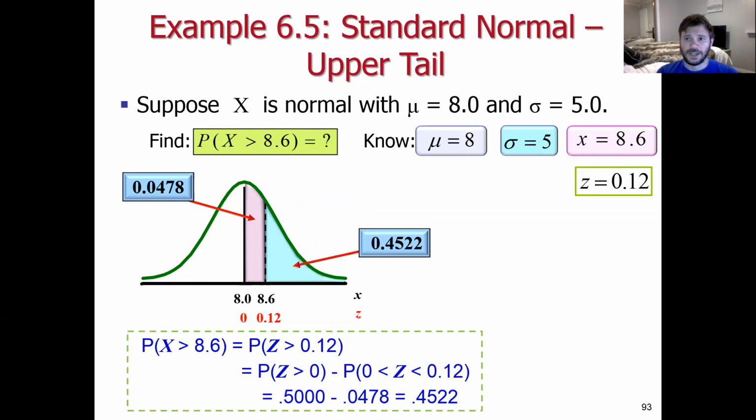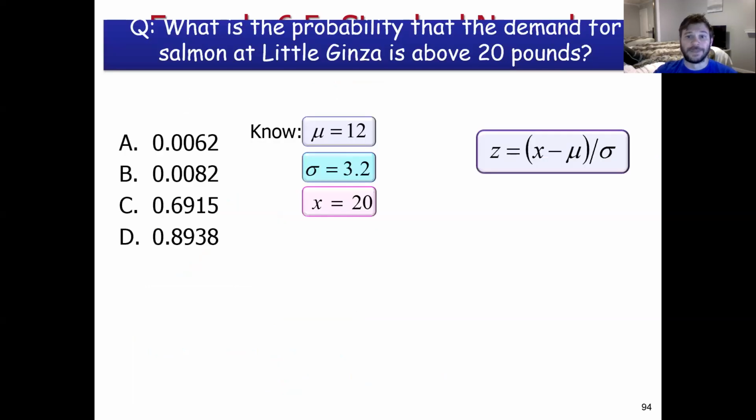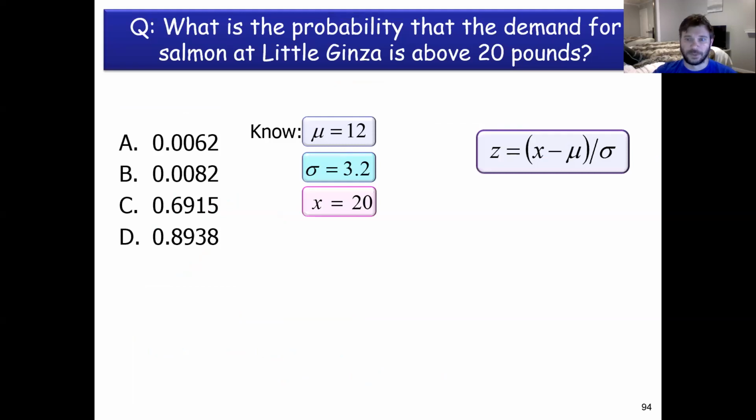Okay, so this is an upper tail example. Now, let's remember back to our Little Ginza case study. The manager was buying 20 pounds. We want to know now, what is the probability that demand would be more extreme than that threshold if she suspected that 20 pounds was too much inventory relative to demand? That would lead to a lot of spoilage. So let's go ahead and ask this question. What is the probability that X is greater than 20?